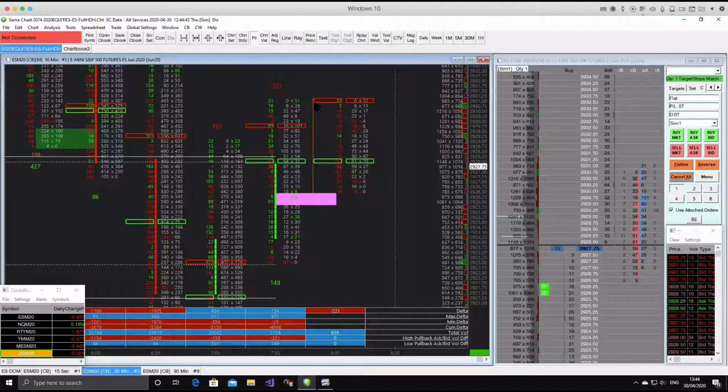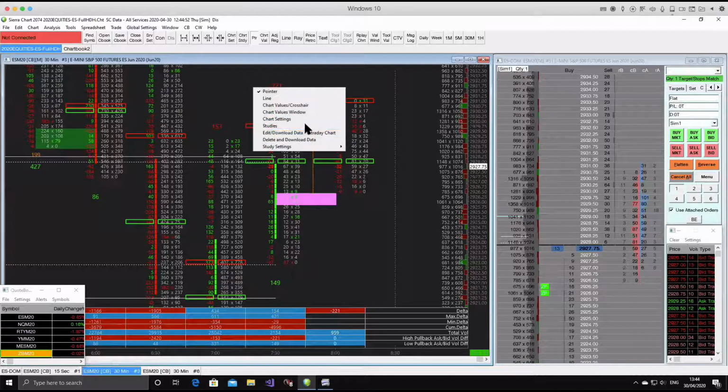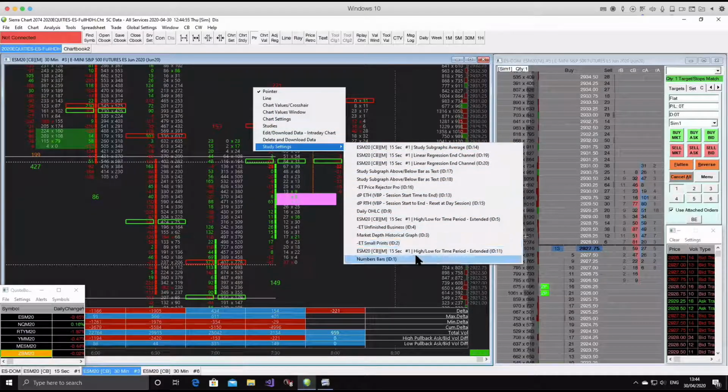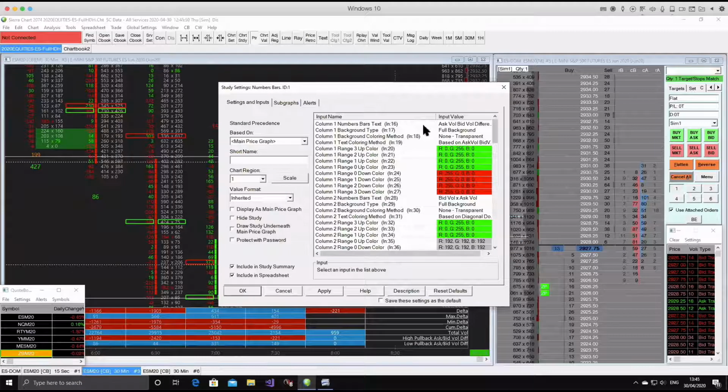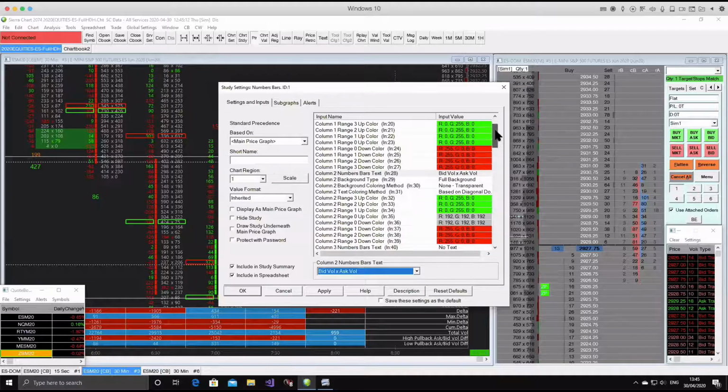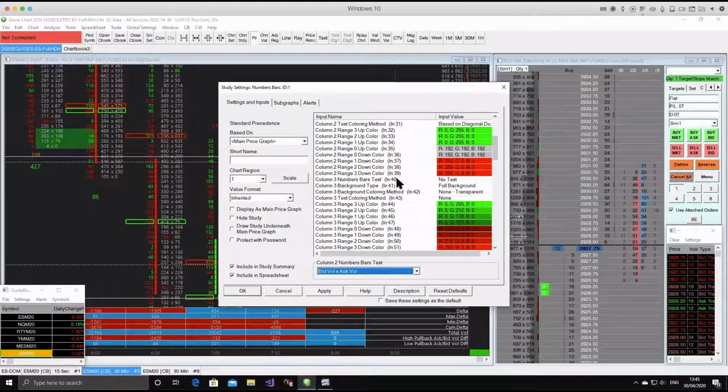But what I've got here, bounded by this dashed orange line, is what's called the pullback column. Now, this is set up within Sierra Chart in the numbers bars as another column. So my column 1 text is ask bid volume difference, delta. It's what's appearing here. My column 2 text is bid volume by ask volume. It's what's appearing here, all very simple. So Sierra Chart gives us 3 columns of data that we can have in every footprint. I'm not using column 3.